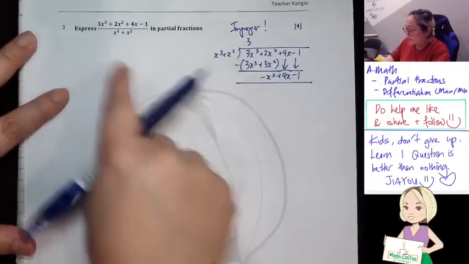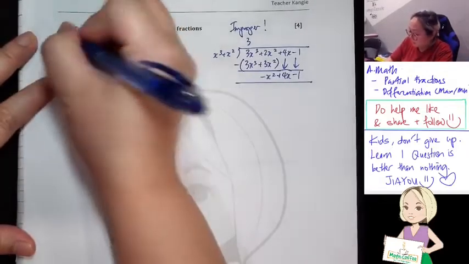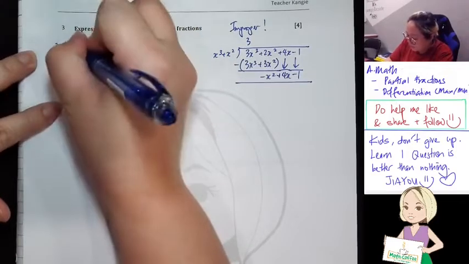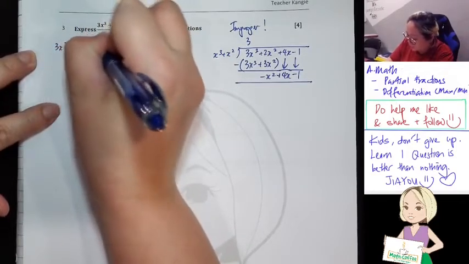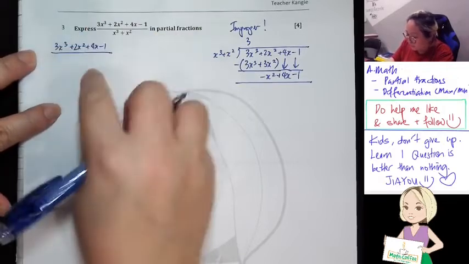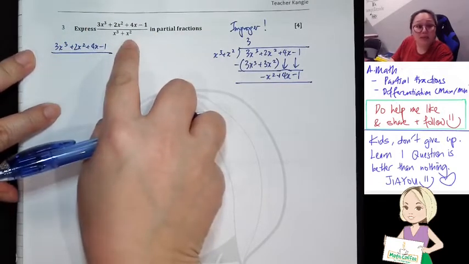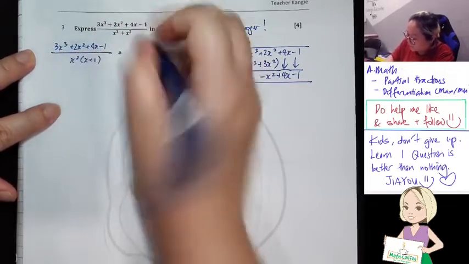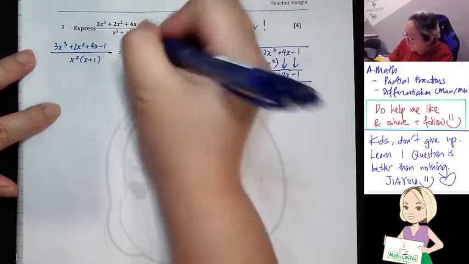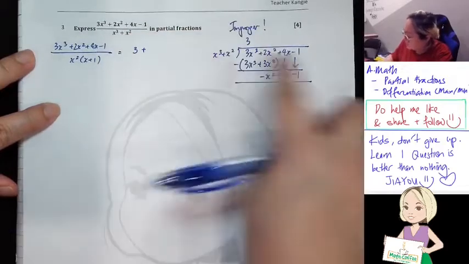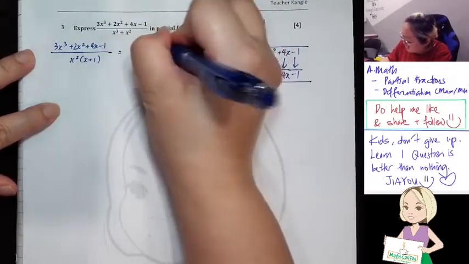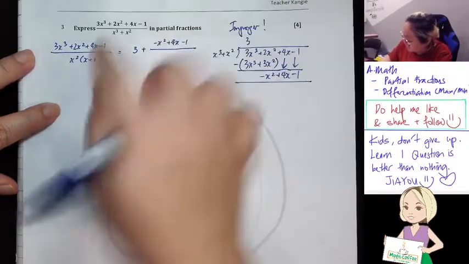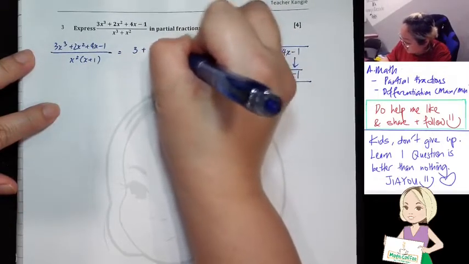So now I can put this into the so-called mixed number form. So it will be 3x cubed plus 2x squared plus 4x minus 1 over, I'm going to factorize the denominator, take out common factor x squared, x plus 1. So this will be equal to the quotient, which is 3, plus the remainder, which is minus x squared plus 4x minus 1 over the divisor, which is x squared, x plus 1.